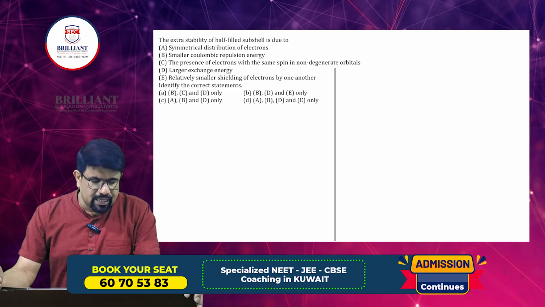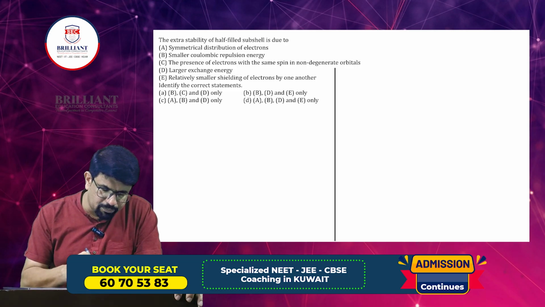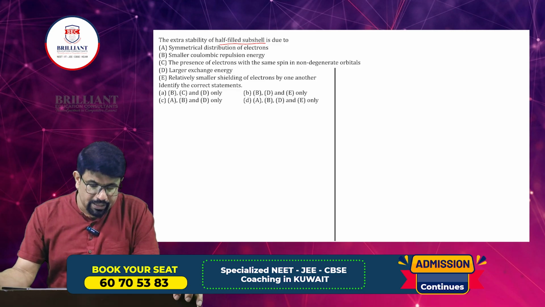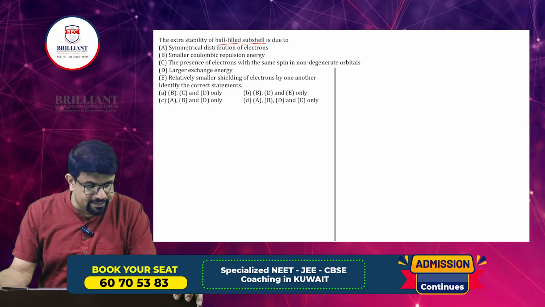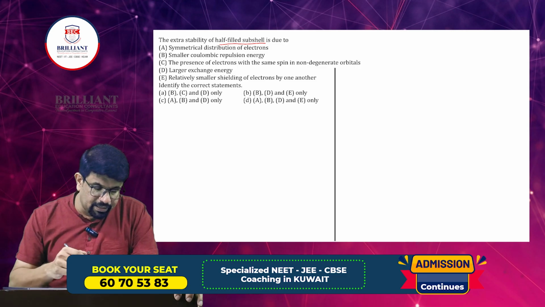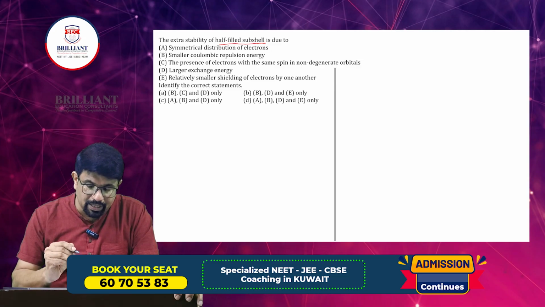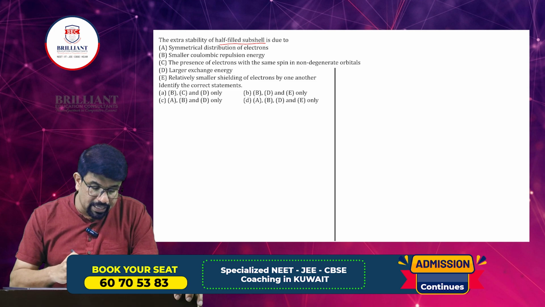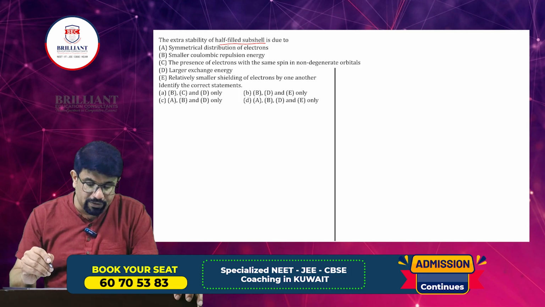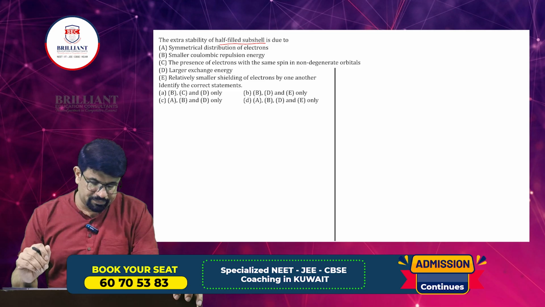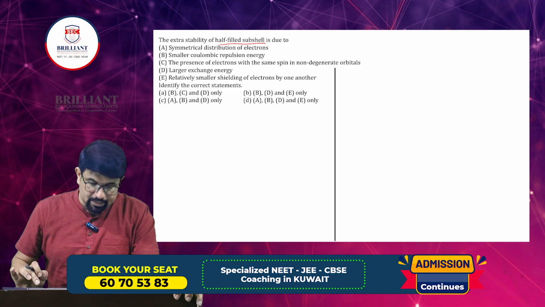Next question. The extra stability of half-filled subshell is due to, they are given 5 reasons. A, symmetrical distribution of electrons. B, smaller Coulombic repulsion energy. C, presence of electrons with the same spin in non-degenerate orbitals. D, larger exchange energy. E, relative smaller shielding effect of electron by one another. Which statements can we take as correct?